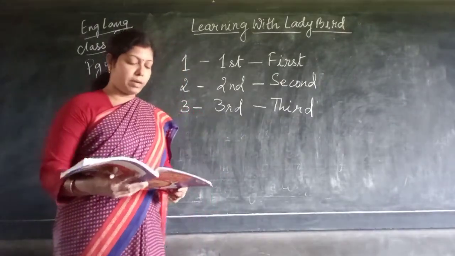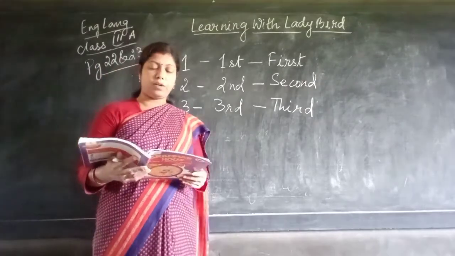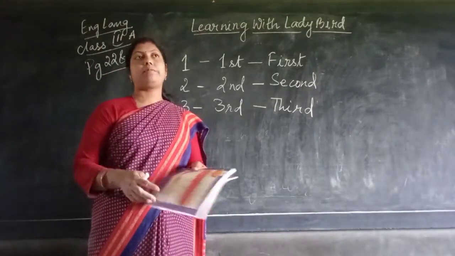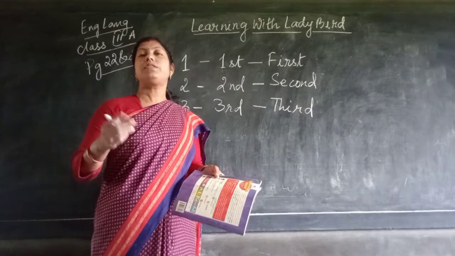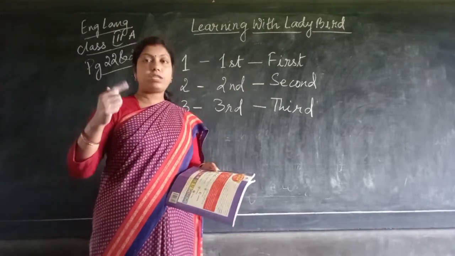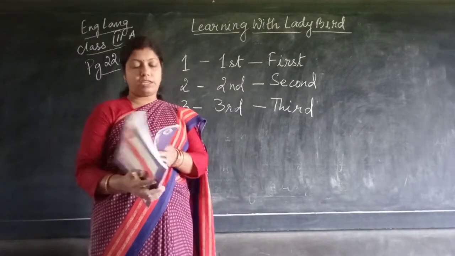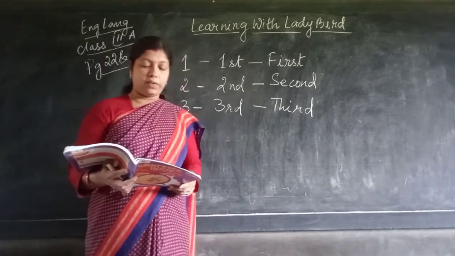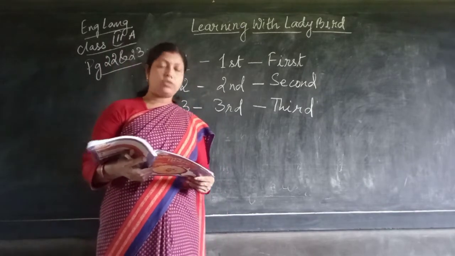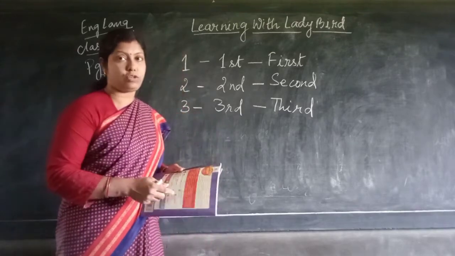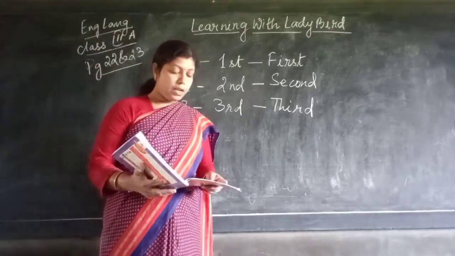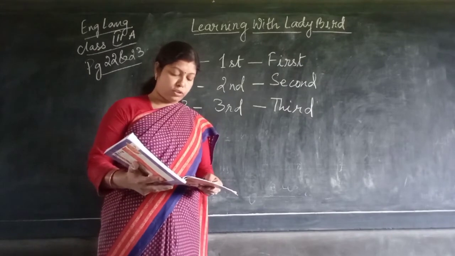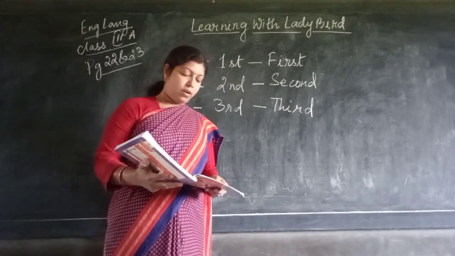For most numbers we usually change the end of the word to th, like 4th, 5th, 6th, 7th, 8th. You see all these we are adding th, but first, second, third we are not adding. The numbers in green don't use this rule. So you have to refer to page 22. Please see page 22.